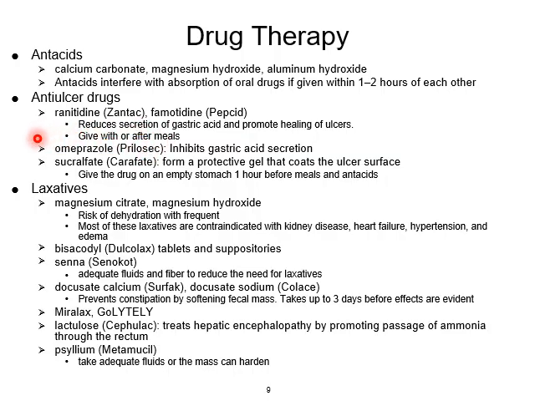We also have omeprazole or Prilosec, and this one inhibits gastric acid secretion, so it kind of stops it or slows it down, making the gastric acid level low.